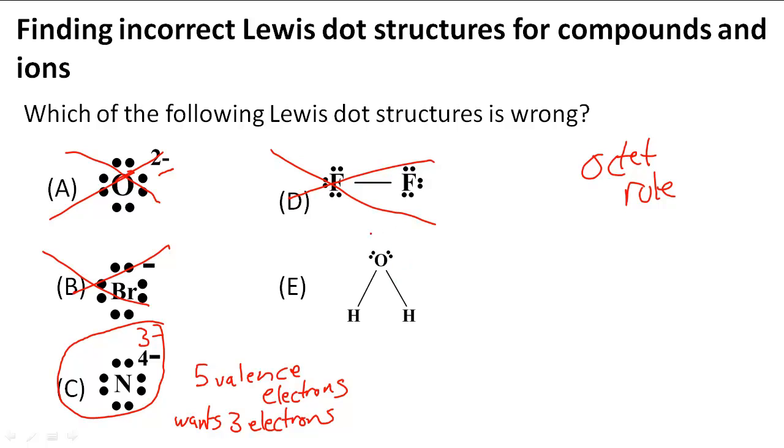Oxygen, let's count up. 1, 2, 3, 4, 5, 6, 7, 8. So that obeys the octet rule, and the H's are giving up their electrons or sharing them. So this is the correct Lewis dot structure, and E is also correct. So C is the answer to this problem.